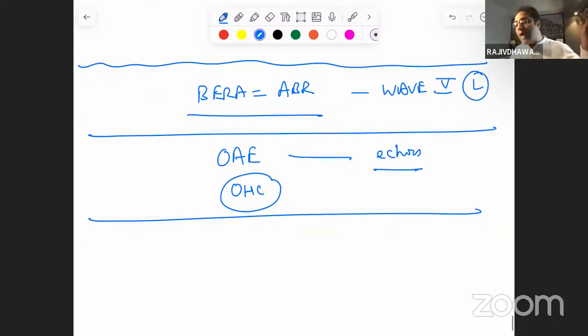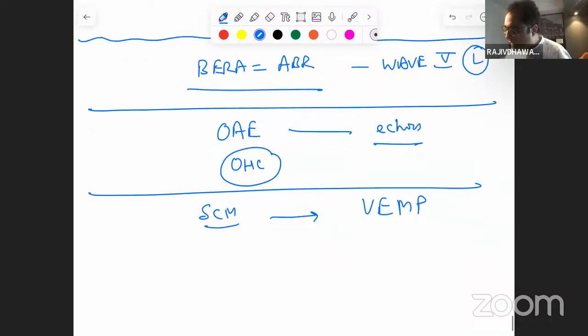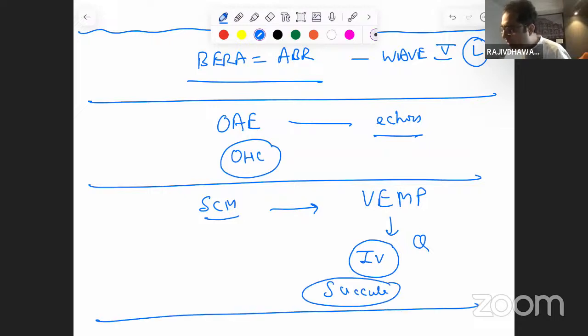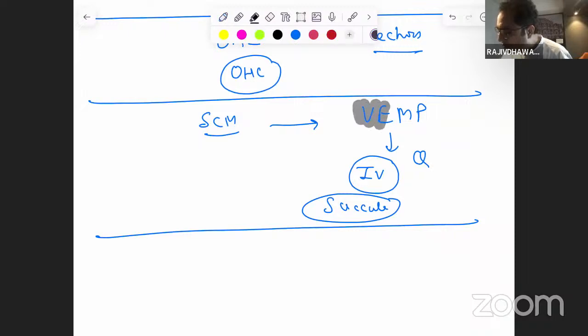If you give sound to the ear and you record the electrical activity of the sternocleidomastoid muscle, it's called VEMP, vestibular evoked myogenic potential. It is the test of the inferior vestibular division of the 8th nerve, and it tests the saccule also. We stimulate the saccule with loud sound and record the electrical activity in the sternocleidomastoid muscle. It tests the inferior vestibular division of the 8th nerve and the saccule.